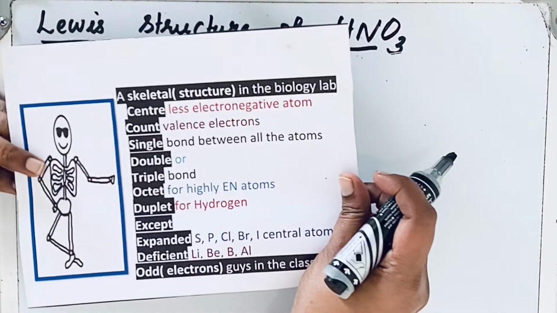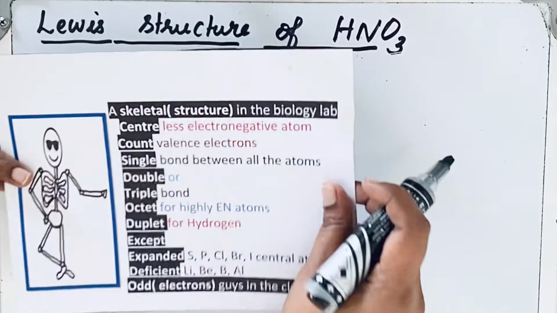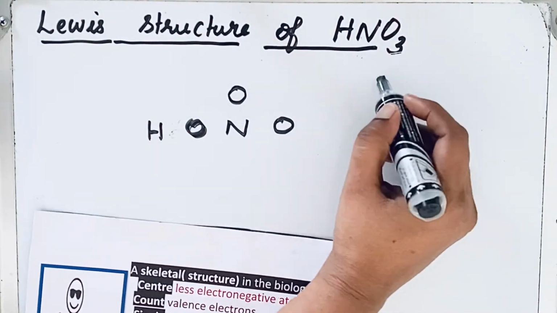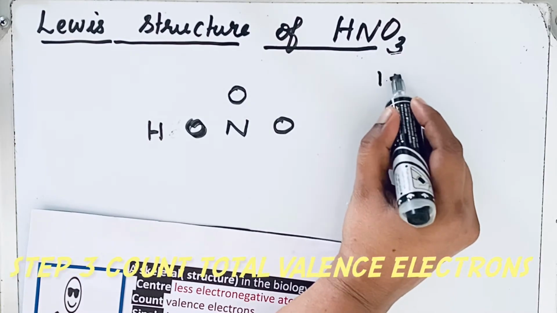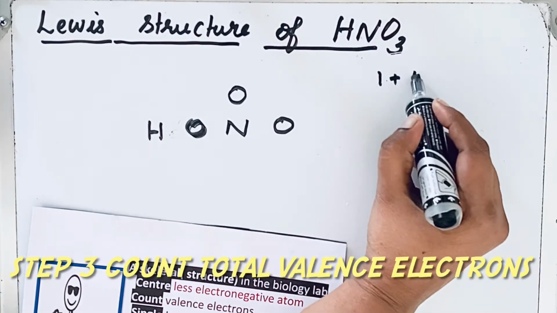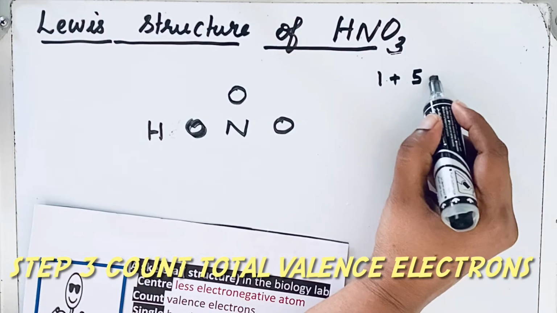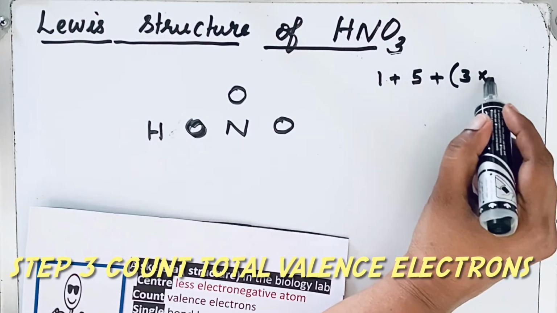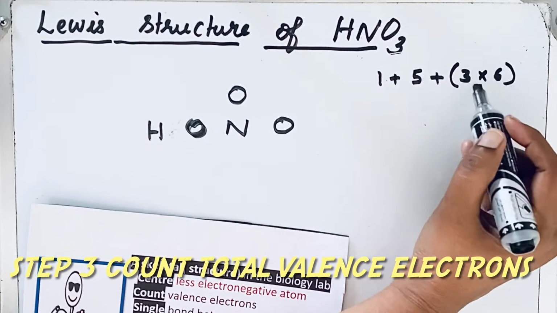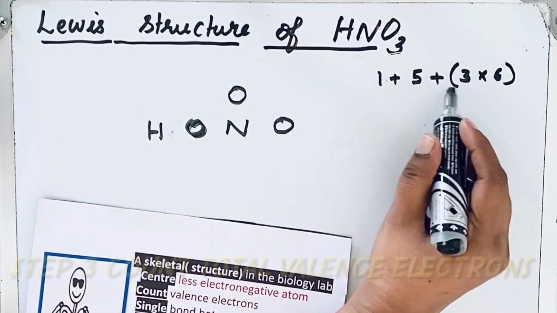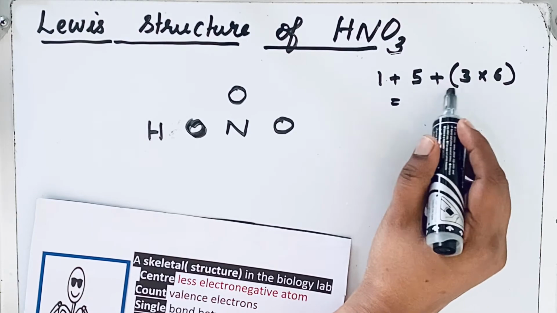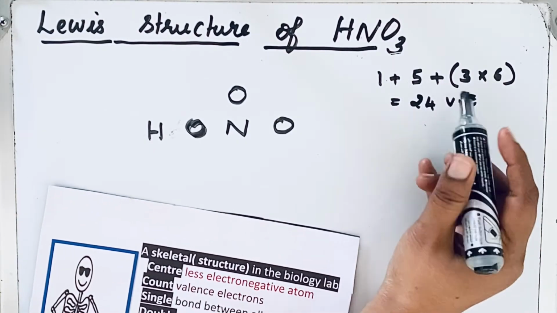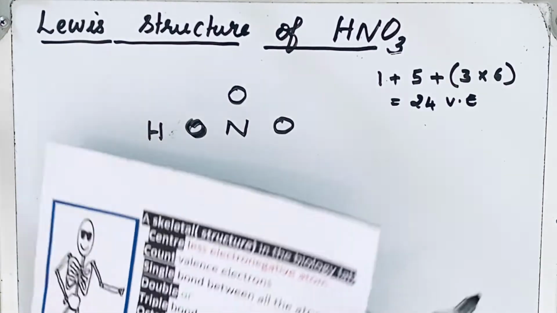Now we can go to the third step, count valence electrons, the total valence electrons. Hydrogen, only one hydrogen atom, so 1. Nitrogen, 1 nitrogen atom, 5 valence electrons. Oxygen, 3 oxygen atoms are here, 6 valence electrons each. If you add all together, we will get 24 valence electrons. So a total of 24 valence electrons are present in this compound.